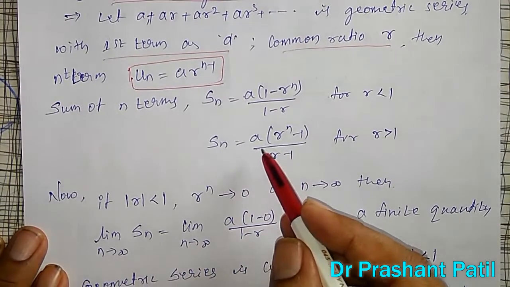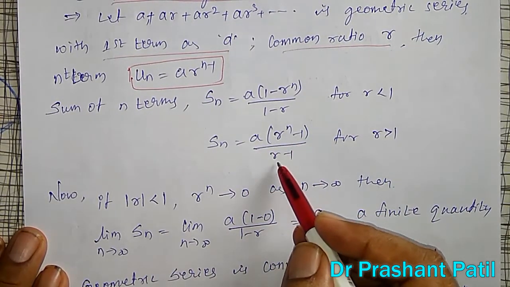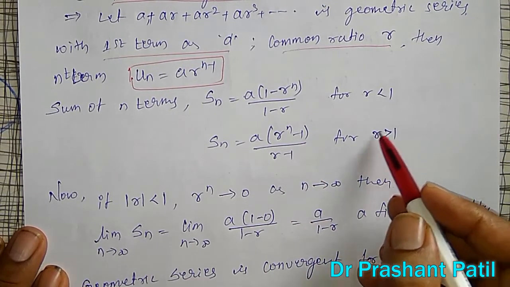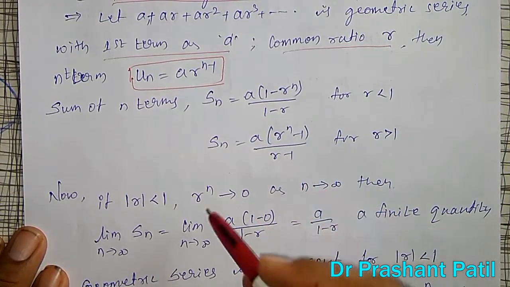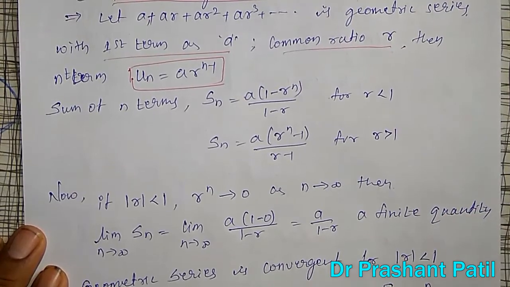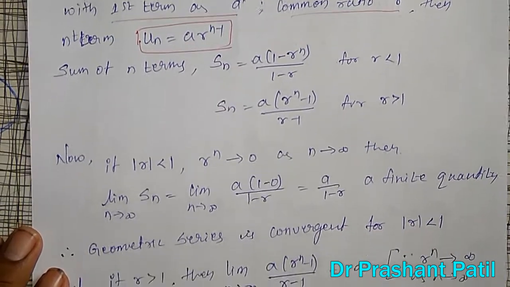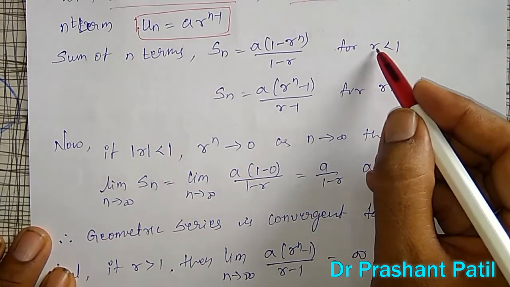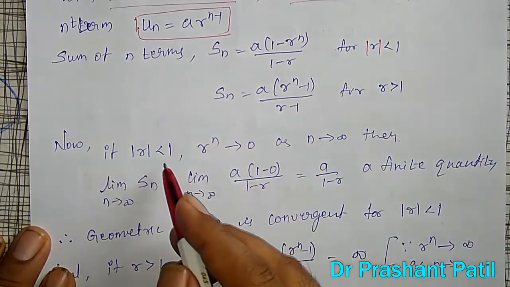And Sn is equal to a into bracket r to the power n minus 1 divided by r minus 1 for r greater than 1. If the common ratio r is greater than 1, then I can apply this formula. Therefore, let me discuss the nature of this series, when it is convergent and when it is divergent. Here, the modulus of r is less than 1, that is, common ratio is less than 1.